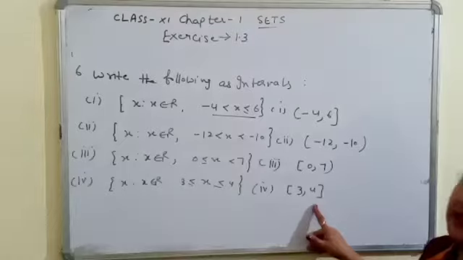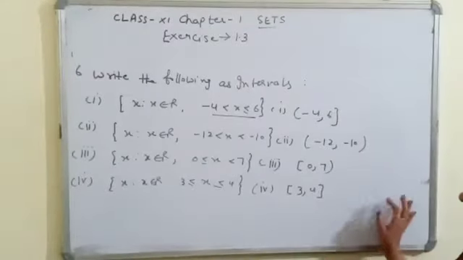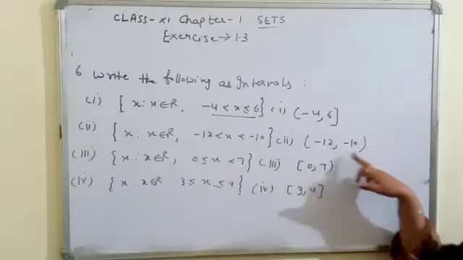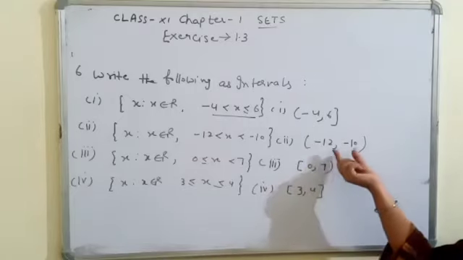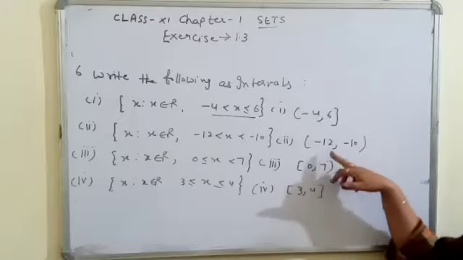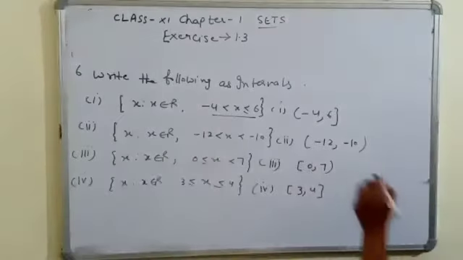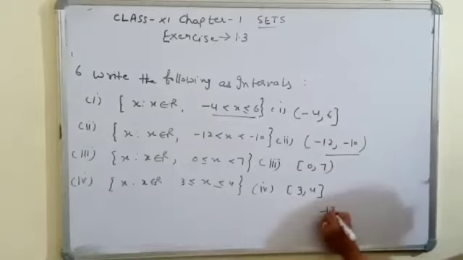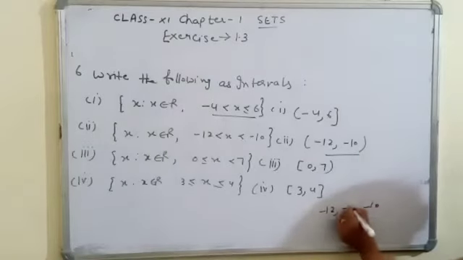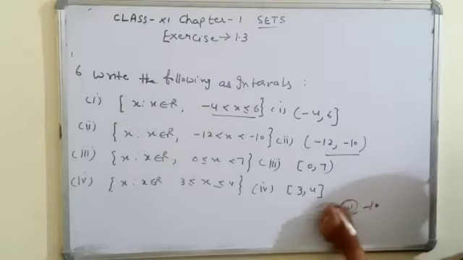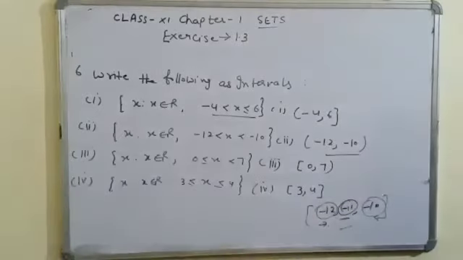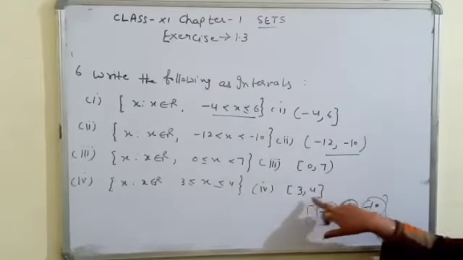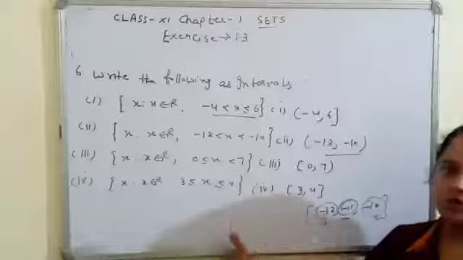3 and 4 both are included in the closed interval, and for the open interval -12 and -10, they are not included in this interval. Only the values in between are included in this set. Suppose -12, -11, -10. So we will contain -11, and the end values are not contained in this interval, but for the closed interval we include the end values also. This was question 6.